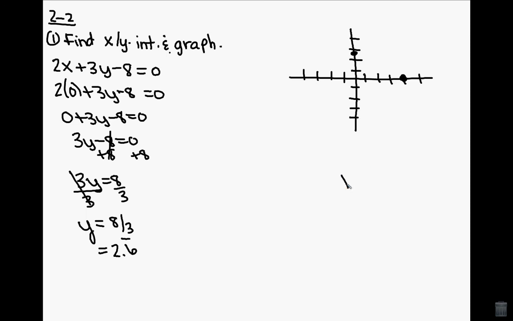So I'm going to go back and make sure I answered the question. My x, again, since I erased it, is 4. And my y, I'm going to leave the improper fraction, since that's the most accurate answer, is 8 over 3. You only need 2 ordered pairs to make a line. So since you have 2 ordered pairs, connect your dots as best as you can, and that's our line.